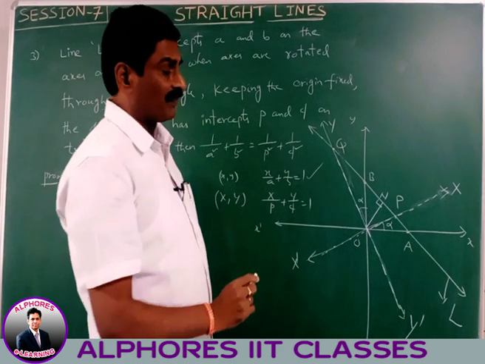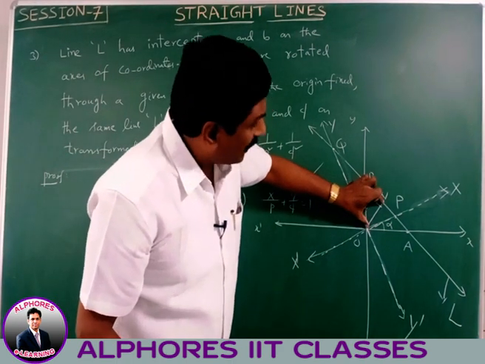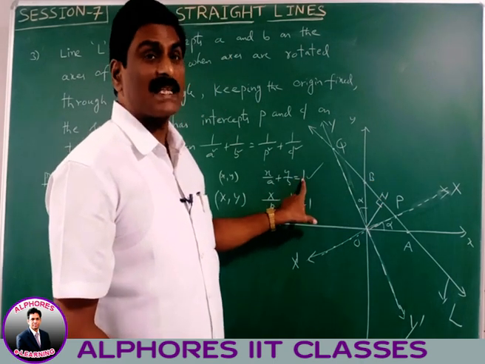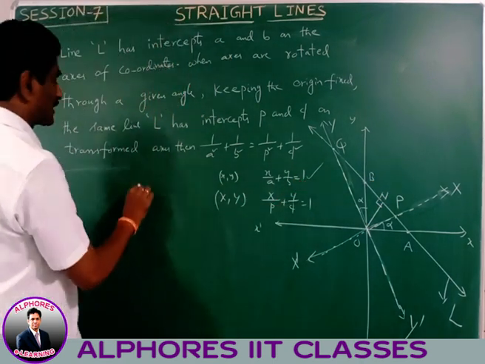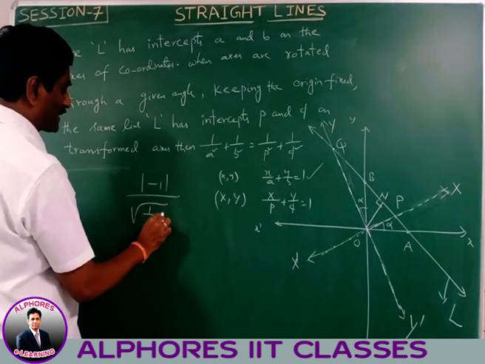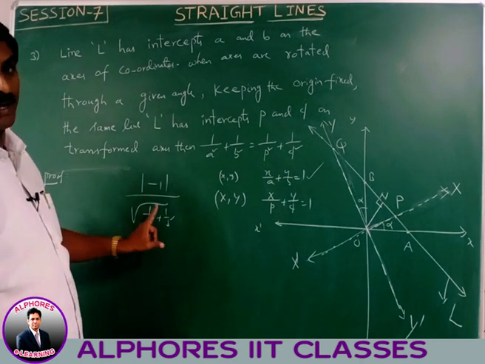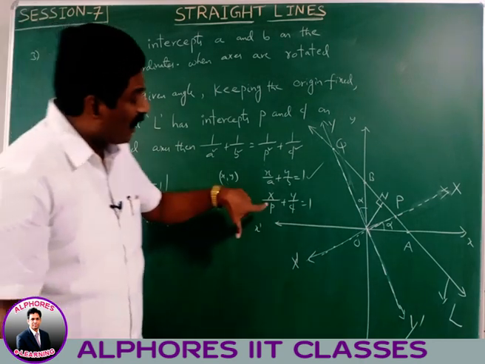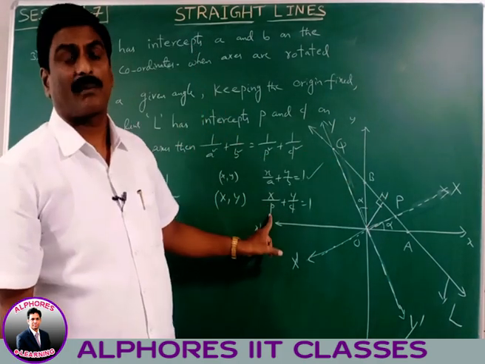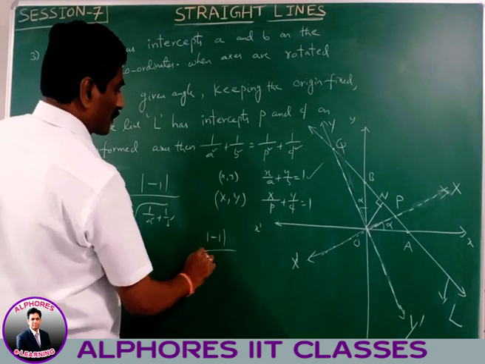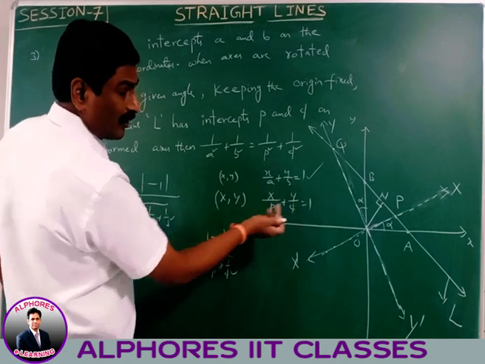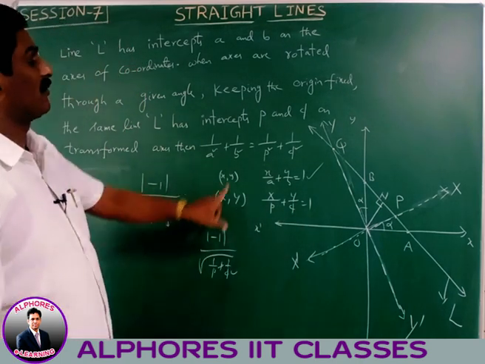Please observe this value. ON is nothing but the perpendicular distance from the origin to this line. By using the first coordinates, the perpendicular distance is nothing but mod c by root over a square plus b square. That means mod of minus 1 by root over, what is the x coefficient, 1 by a square plus 1 by b square. 1 by root over 1 by a square plus 1 by b square. By using the transformed equation, this ON is again mod c by root over a square plus b square. Mod c means mod minus 1 by root over 1 by p square plus 1 by q square. X coefficient is 1 by p, y coefficient is 1 by q. Both are the same. By equating these two values, we get this value.